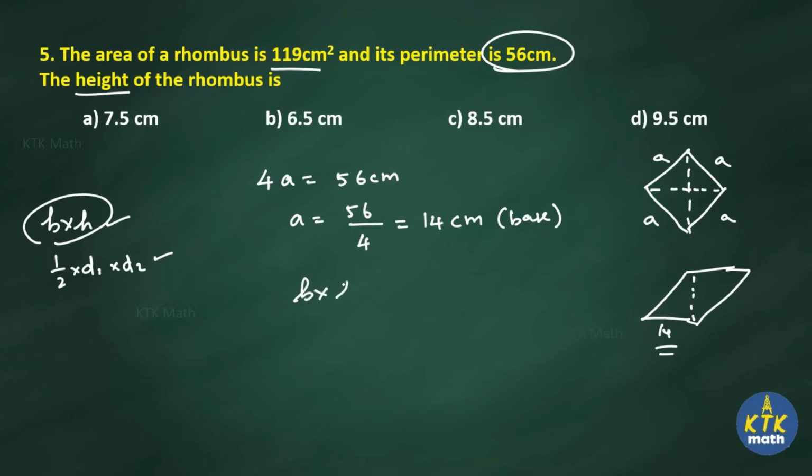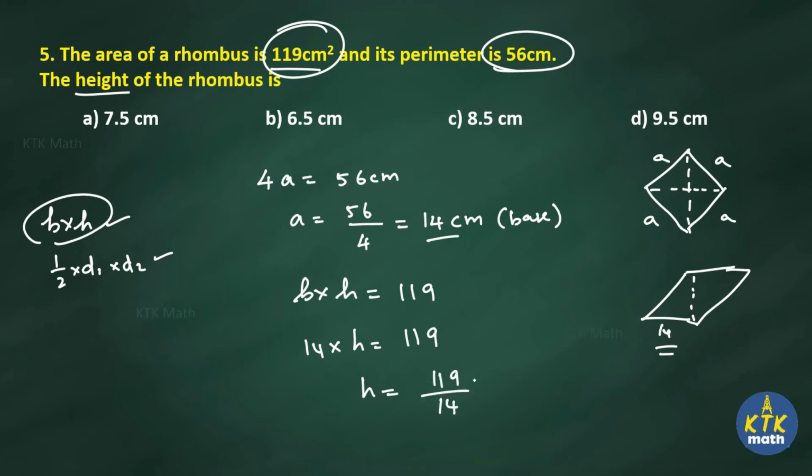So B times H is 119, which is given in the question already. Now the base we have found is 14. So 14 times H is equal to 119. So H is equal to 119 by 14. Just find how many times it goes, and I'll leave this question in your hands. You try and do it by yourself. If you find the answer, let me know your answer in the comment box. Next, we'll move to question number 6.